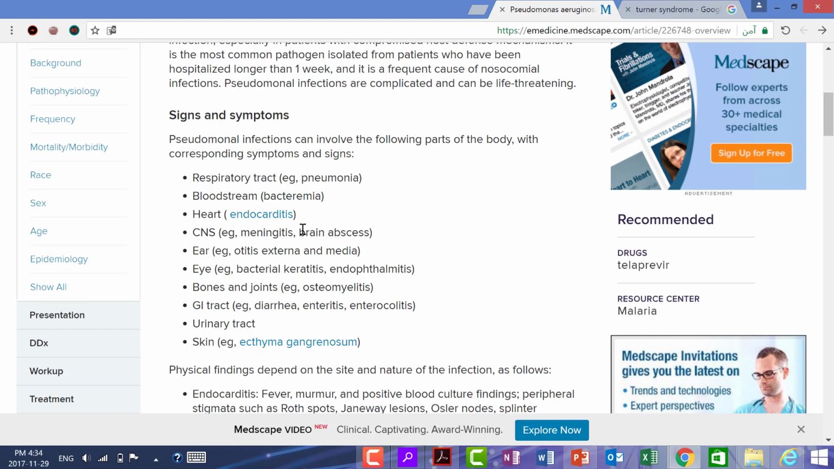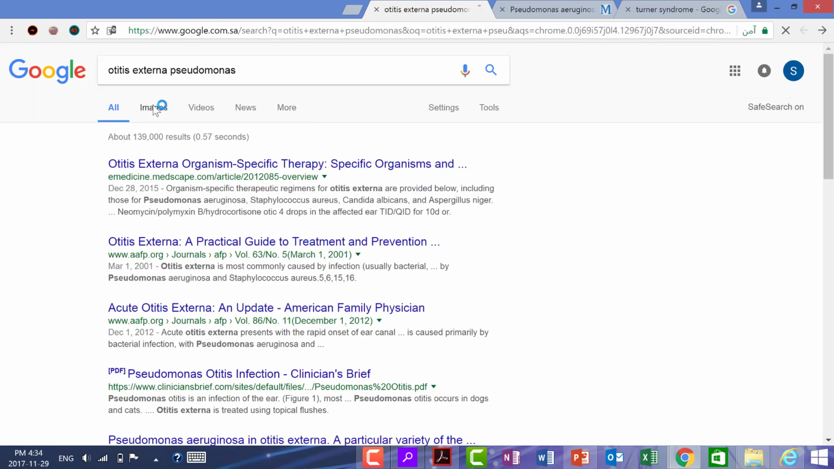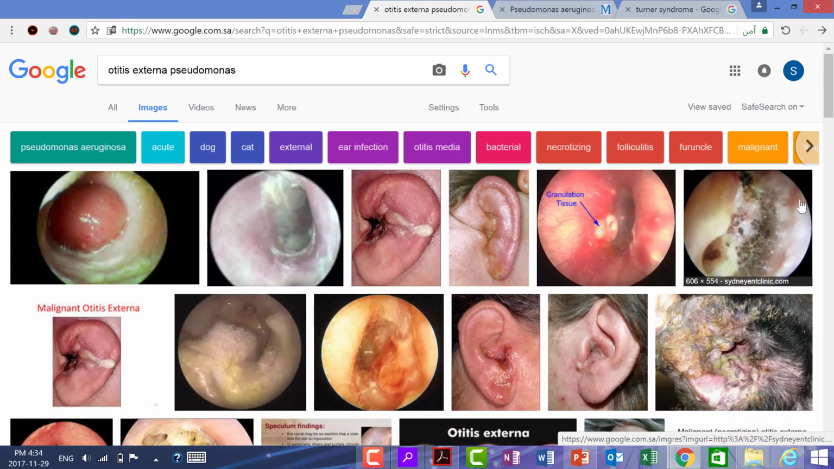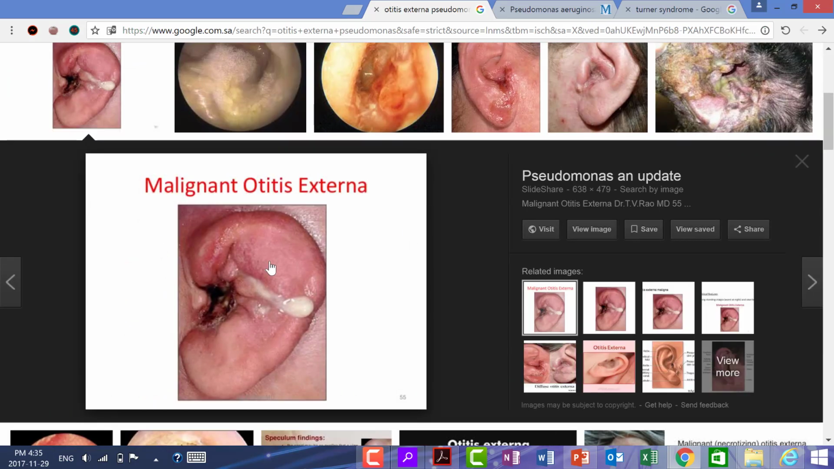CNS, they get meningitis, brain abscess. Ear, otitis externa, and it's dangerous, this one. This is the one caused by Pseudomonas, which is actually dangerous. Otitis externa, Pseudomonas. It's called even malignant. So, malignant otitis externa. You see the severe swelling, pus coming, and here's an area of necrosis, if I'm not mistaken.